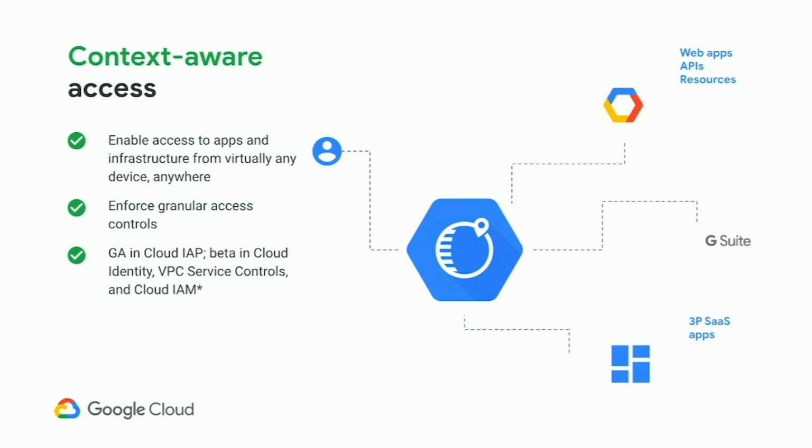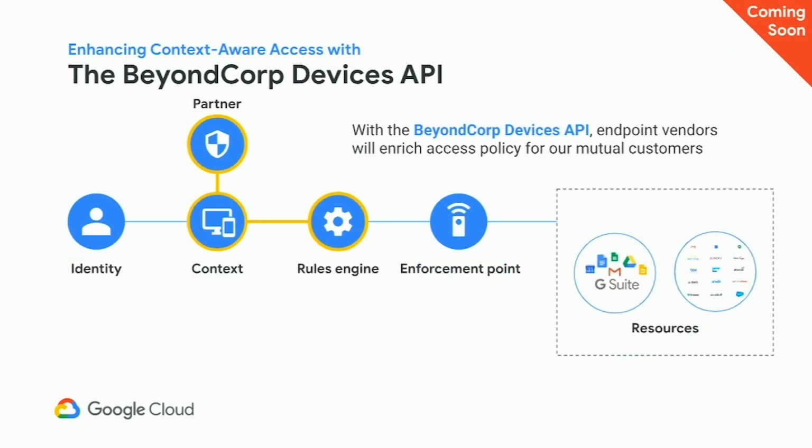There's more to come in other sessions, and I'm going to have a slide here that will show you some of the sessions you should go watch to see about that. What we are launching in beta is the Beyond Corp Devices API, which will allow us to integrate with third parties to ingest additional signals from other companies to supplement that context-aware access rules engine.